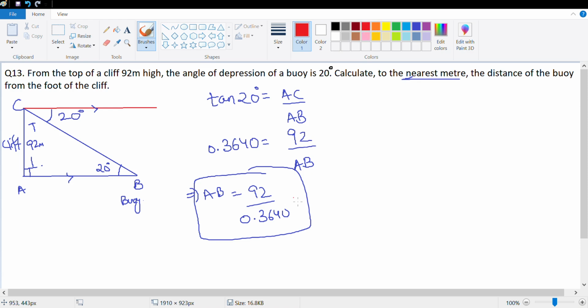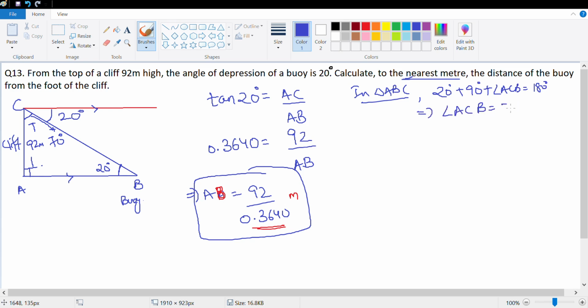I think I shared it in the first video of this chapter, which is saying in case you are ever stuck at this kind of a complicated calculation, look at another way of solving it, because dividing by 4 decimal places is slightly longish. So if this angle is 20 degrees in triangle ABC, how much would be angle C? Yes, angle C would be 70 degrees. So let's just write that down. In triangle ABC, 20 degrees plus 90 degrees plus angle ACB is equal to 180 degrees, which means angle ACB is equal to 70 degrees.